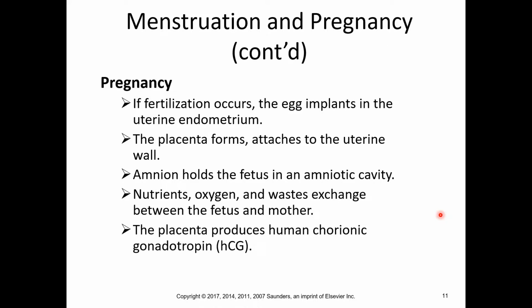So if fertilization occurs, the egg implants in the uterine endometrium, the placenta forms and attaches to the uterine wall. The amnion develops to hold the fetus in what's called an amniotic cavity, and nutrients, oxygen, and waste are then exchanged between the fetus and mother. The placenta then begins to produce human chorionic gonadotropin, which is that hormone of pregnancy that we test for on pregnancy tests, the urine pregnancy tests.